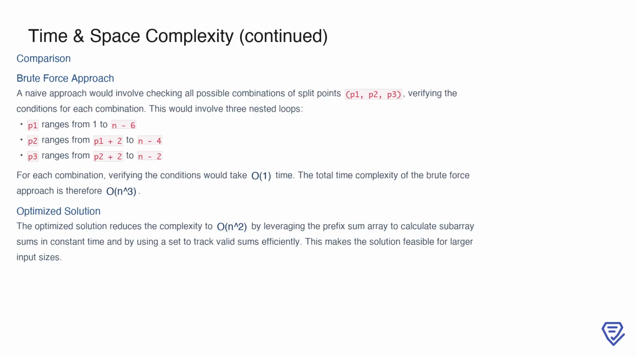In contrast, the optimized solution reduces the complexity to O(n²) by leveraging the prefix_sum array to compute subarray sums in constant time and using a set to track valid sums efficiently. This improvement makes the algorithm scalable for larger input sizes.